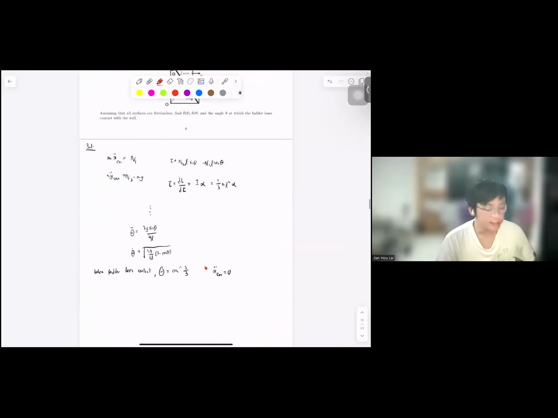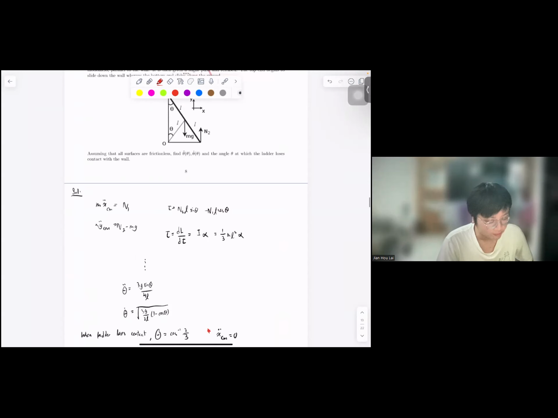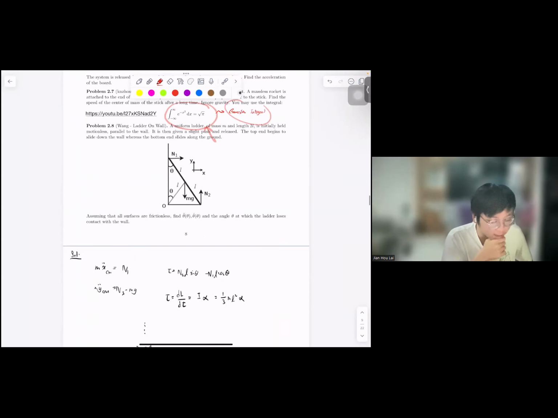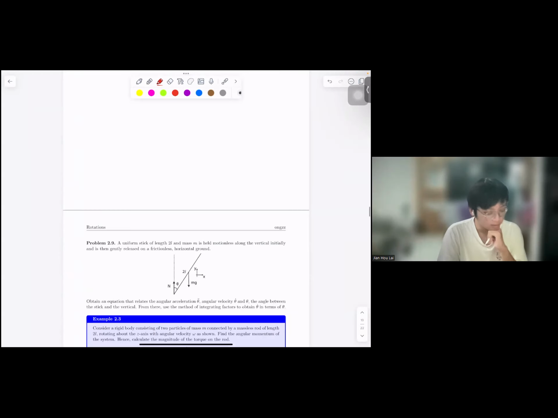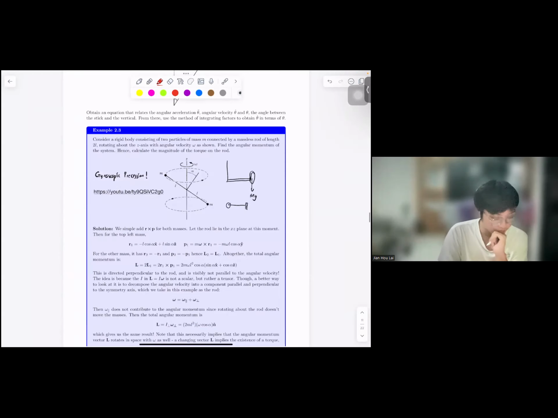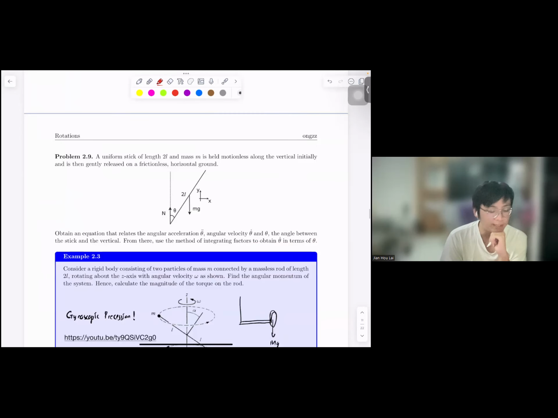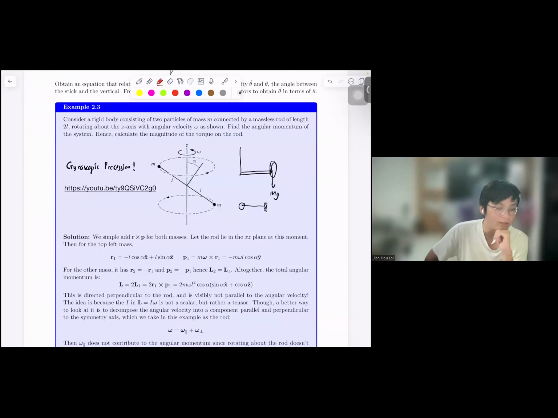Okay, so another thing I want to talk about is the questions. Later we come back again to this question. Another thing to keep in mind when you are talking about rotational stuff is the gyroscope.